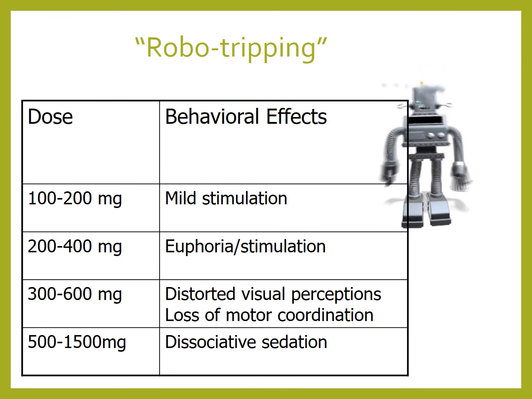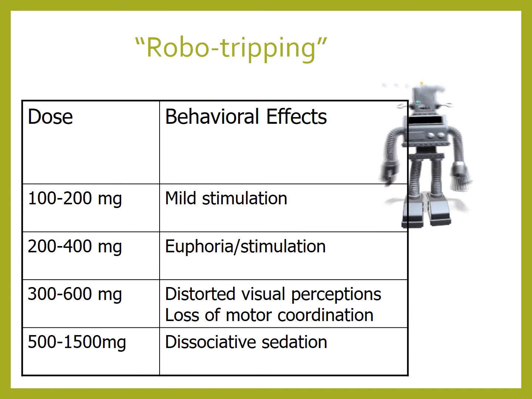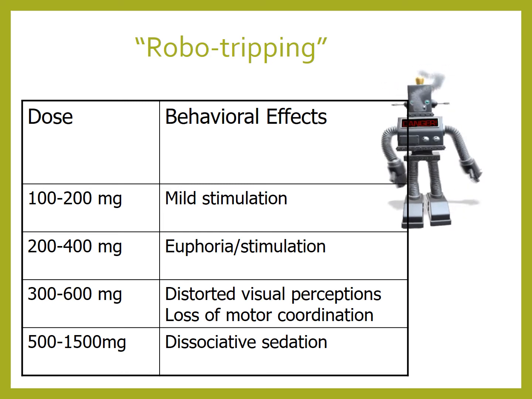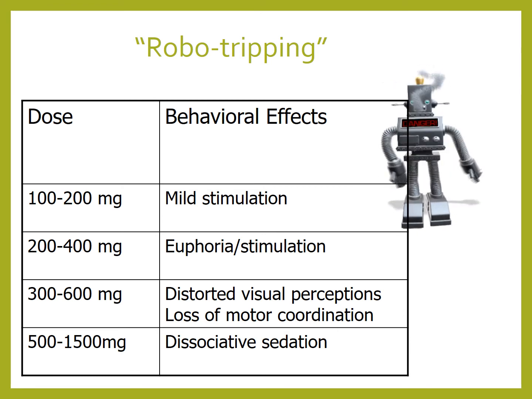It does have the potential for abuse, because if you're taking high dosages, all the way up to like 500 to 1500 milliliters, you actually can get into a dissociative sedation, which is a little too much. But most often, they like to go the 200 to 400, so they get that euphoria feeling. But if they go a bit higher, they start losing motor control, having hallucinations, and can put themselves into a coma-like state.